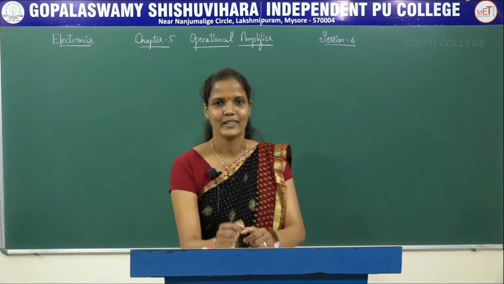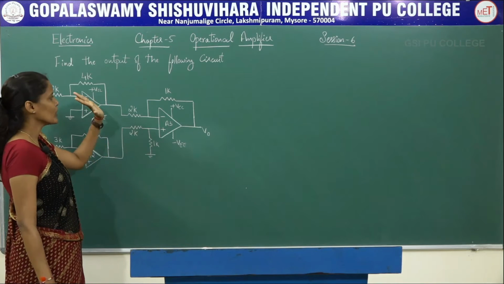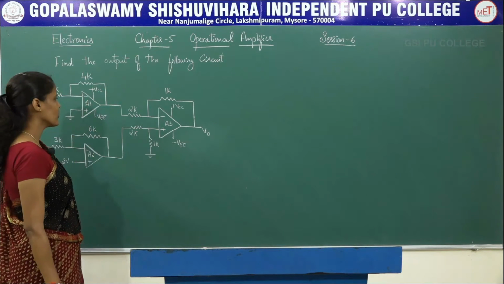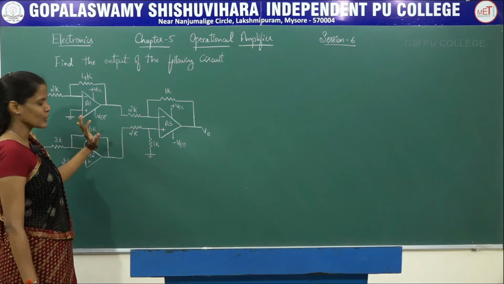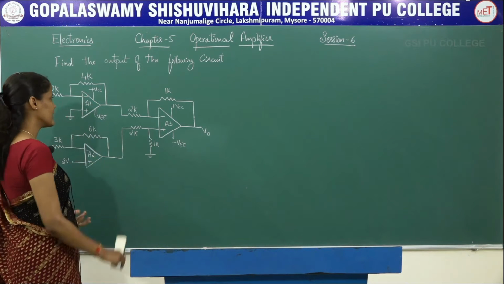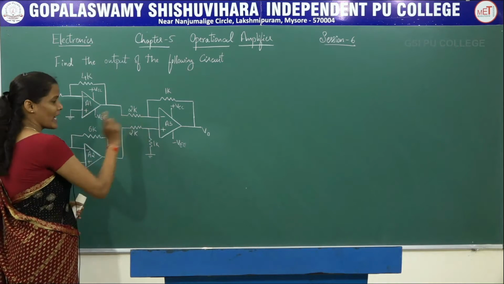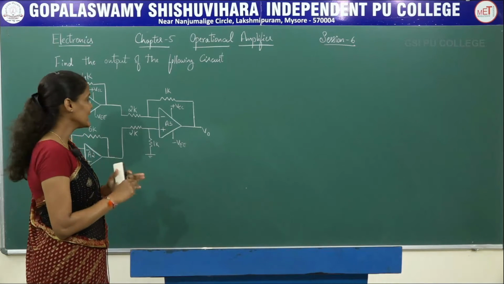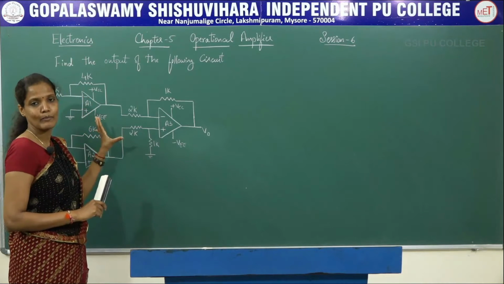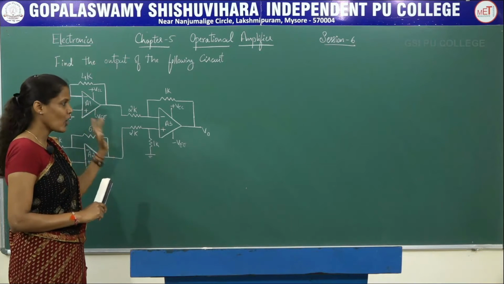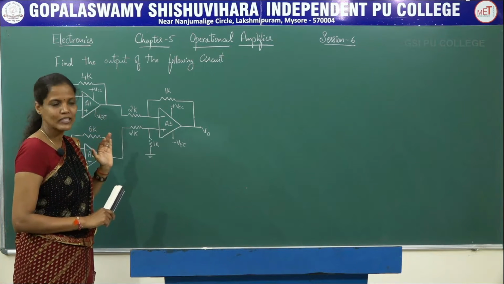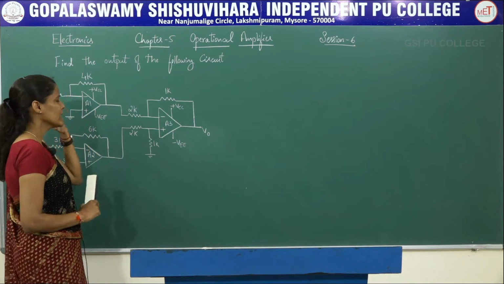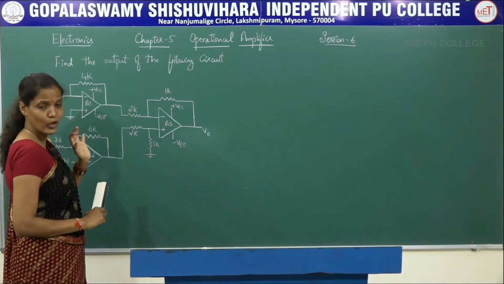So let's get started. This is the circuit diagram for which we have to find the output voltage. Find the output of the following circuit. In this particular circuit we have three different amplifiers, A1, A2 and A3. As I told you in the last session itself, we have to identify which operational amplifier is given in the circuit. Accordingly, we have to write the formula for that particular amplifier circuit and then calculate the output voltage. So here we have three different op-amp circuits.